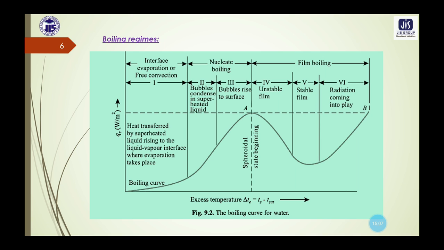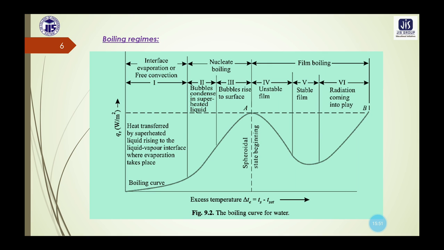Now in this region, that is zone 1, the liquid near the surface is slightly superheated. Then the convection currents circulate the liquid and the evaporation takes place at the liquid surface. So this is the concept of zone 1, the free convection zone or interface evaporation. The liquid near the solid surface is slightly superheated and the convection currents circulate the liquid and the evaporation takes place at the liquid surface.